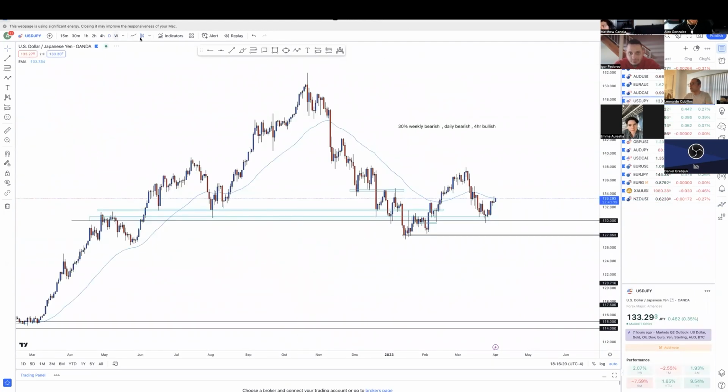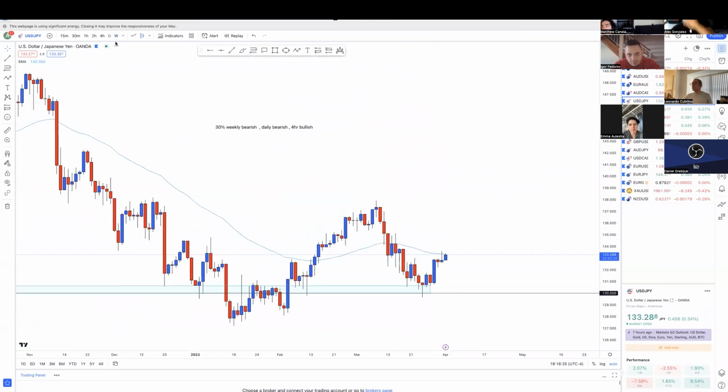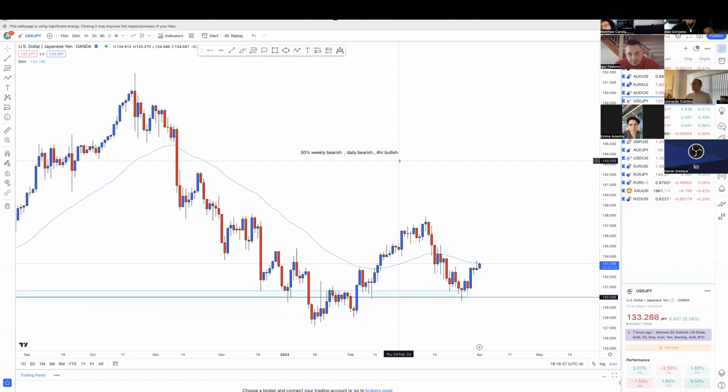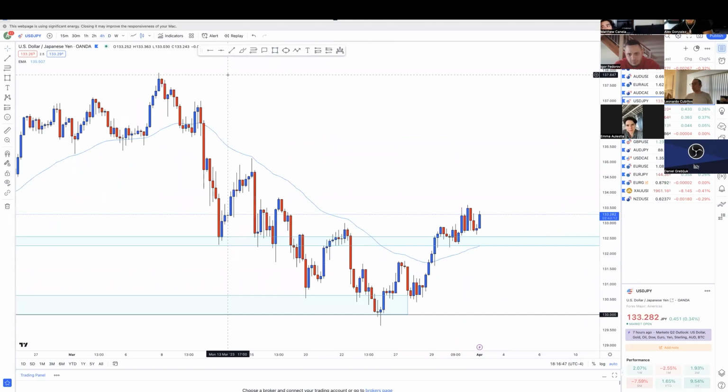USD JPY. Bullish engulfing from structure level. Daily. So this looks solid, right? This looks beautiful.